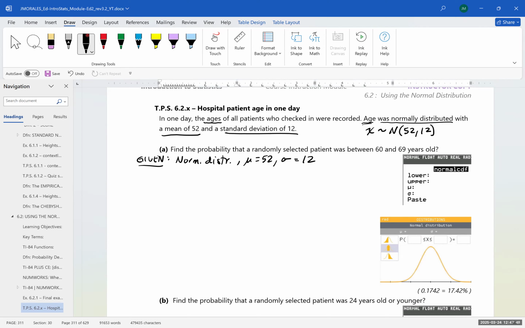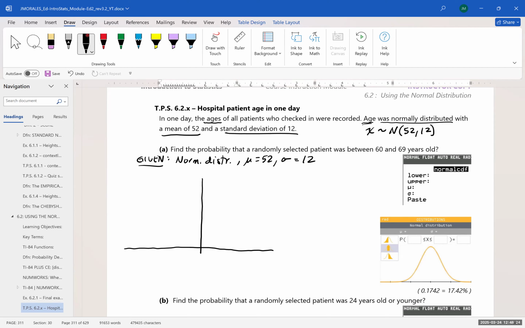Now, find the probability that a randomly selected patient was between 60 and 69. Well, let's get some idea of where 60 and 69 is going to be. Let's go ahead and draw what we've got here. So 60 and 69 is going to be greater than 52. I'm just trying to think ahead, but that's slowing me down. All right, let me just go ahead and start drawing.